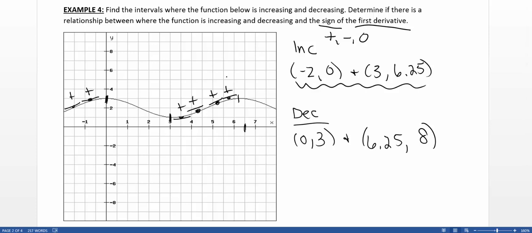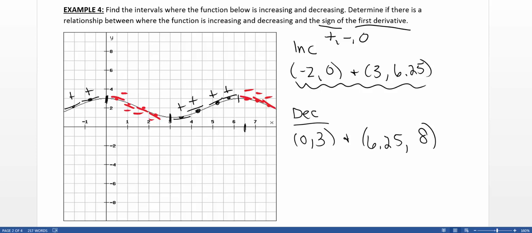We can do something similar for our function here wherever we're decreasing. So if we draw in a bunch of tangent lines wherever we're decreasing, which is over here and over here, what we're going to notice is that all of those tangent lines are negatively sloped. Negative, negative, negative, negative. So that means that the first derivative is going to be negative whenever our function is decreasing.